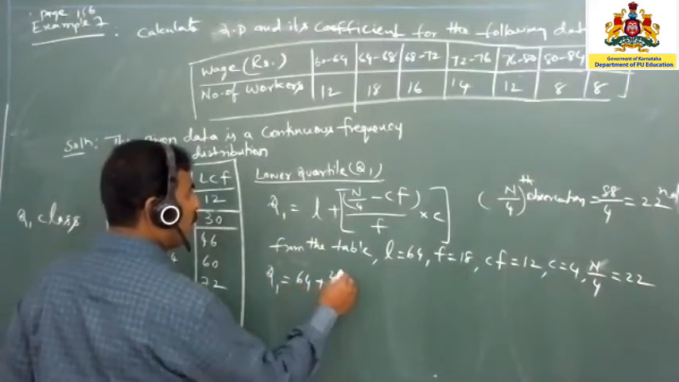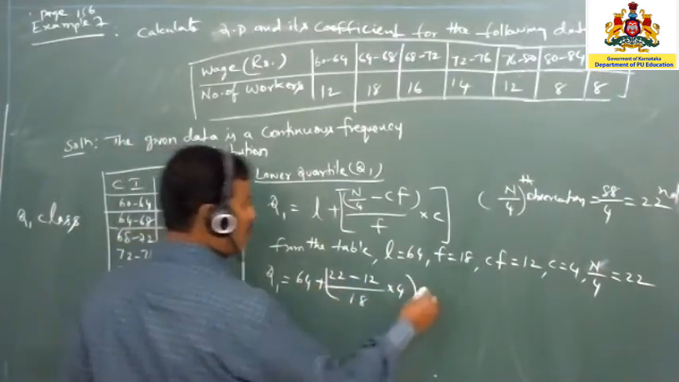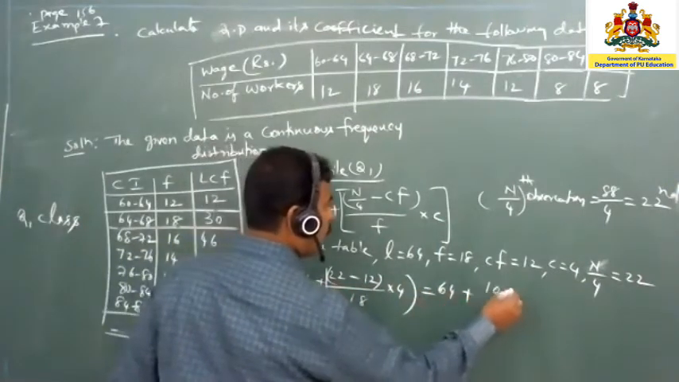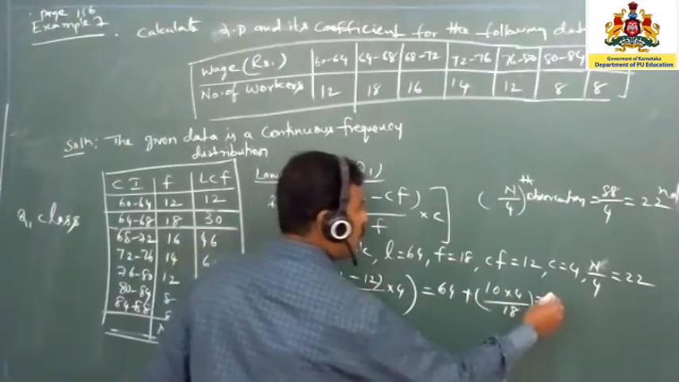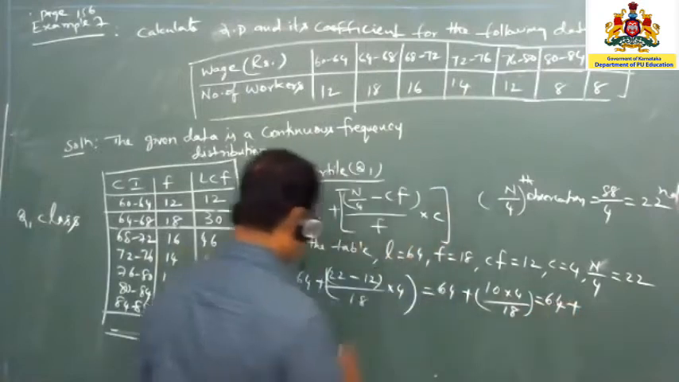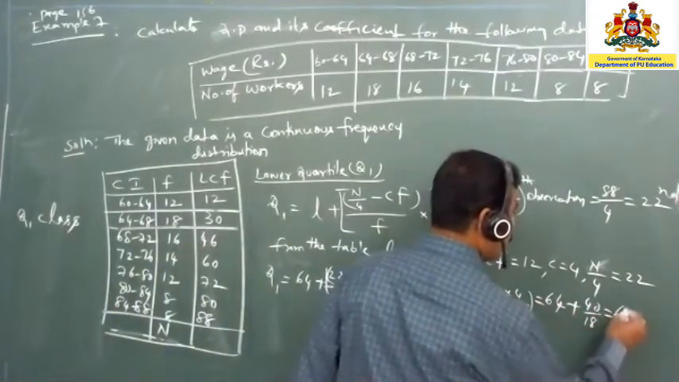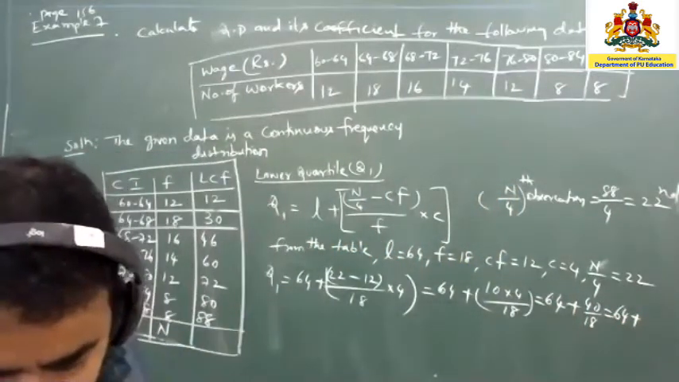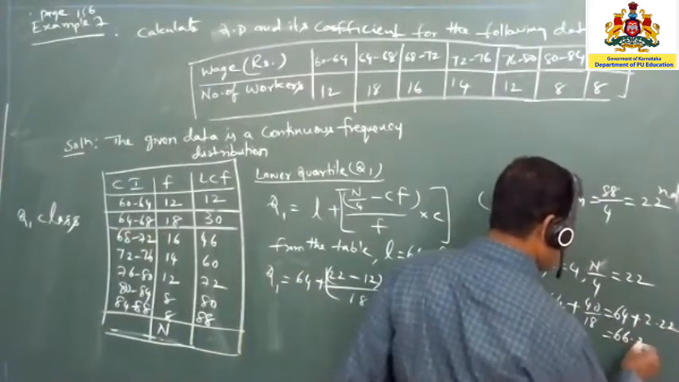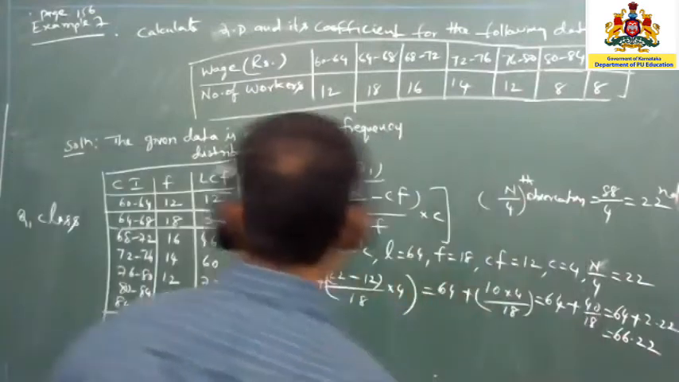Therefore, Q1 equals, substituting the values, 64 plus (22 minus 12) by 18 into 4. Simplify: 22 minus 12 is 10, 10 into 4 is 40, so 64 plus 40 by 18. 40 by 18 is 2.22, so equals 66.22. Q1 value is 66.22.